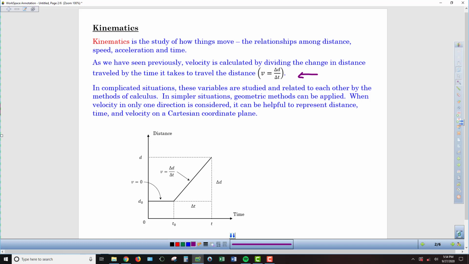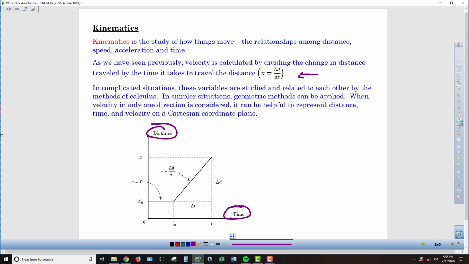And so in more complicated circumstances, we can take these variables and apply calculus techniques to them. But for simpler circumstances, like most of what we're going to be looking at in this class, we're just going to be able to use basic algebra and geometry to relate these variables to each other. So in front of us here, we can see a distance-time diagram. We have distance along the y-axis, we have time along the x-axis. And so we're just keeping track of the relationship between those two variables.